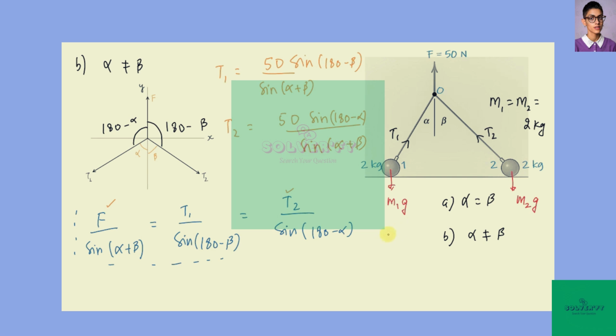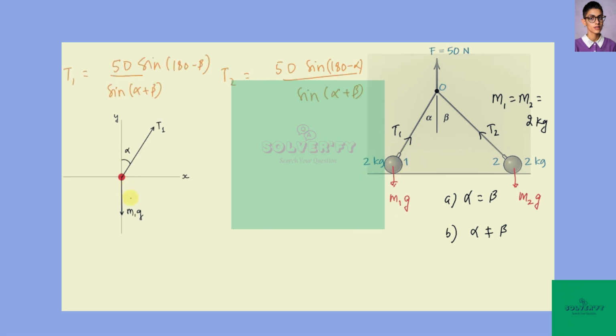Now next we can consider the free body diagram of this mass m1. So this is the free body diagram of the mass m1. Now we have to calculate the vertical acceleration. So for that we can apply Newton's second law of motion here in the vertical direction. So if we take the component of T1 in the y direction, T1 cosine alpha minus m1g is equal to m1 times ay1, where ay1 is the acceleration of mass m1 in the vertical direction that we have to calculate.